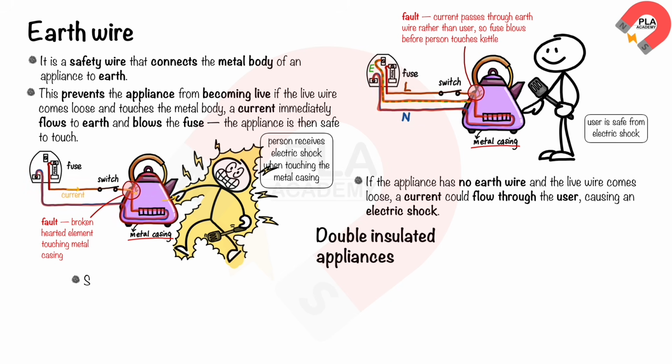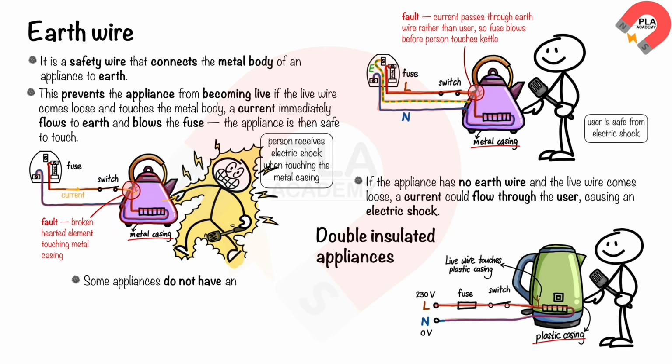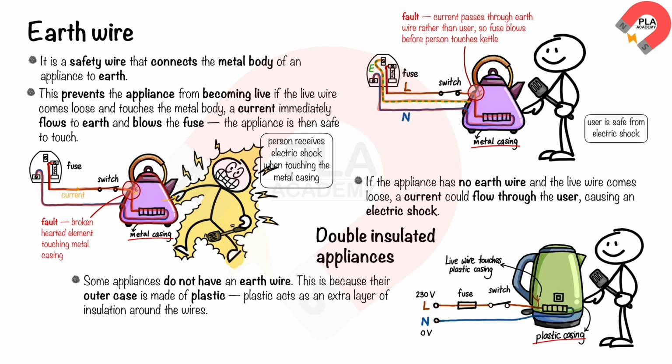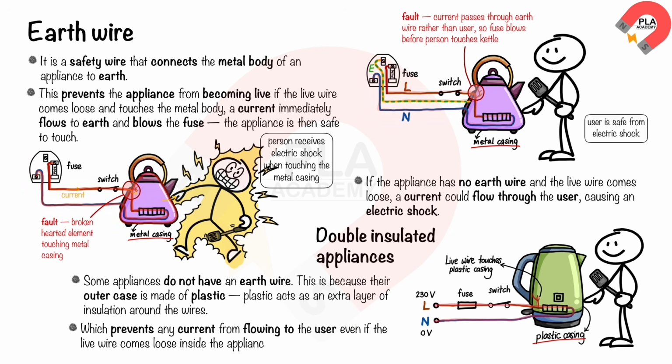Double insulated appliances. Some appliances do not have an earth wire. This is because their outer case is made of plastic rather than metal. The plastic acts as an extra layer of insulation around the wires, which prevents any current from flowing to the user even if the live wire comes loose inside the appliance.